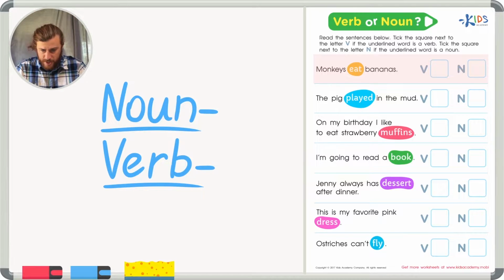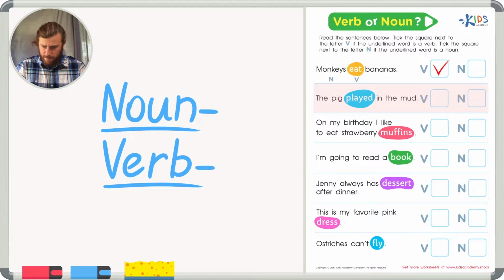The first sentence reads, monkeys eat bananas. The underlined word is eat. Now, is eat a person, place, thing, or animal? Or is it something someone does, an action, like a verb? Monkeys eat bananas. Yeah, eat is a verb. It shows what the noun monkeys did. Eat is a verb, and monkeys is the noun in this sentence.